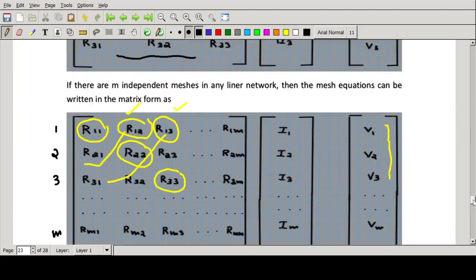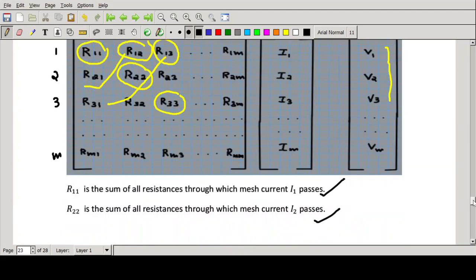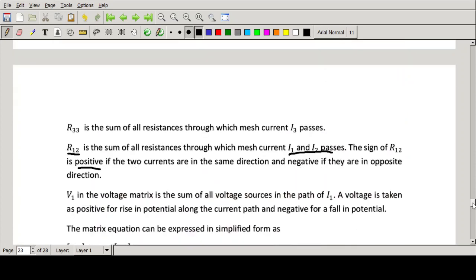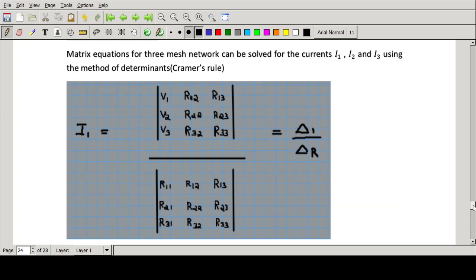You have written this particular matrix. Then how will you find the values of I1, I2, I3? That is the question. This matrix, R11, R12, R13, etc., R1M, R21, R22, R23, etc., you call the resistance matrix. We can find the values of current I1, I2, I3 up to Im using the following steps. First you have to find the determinant of that resistance matrix, which you call delta R.